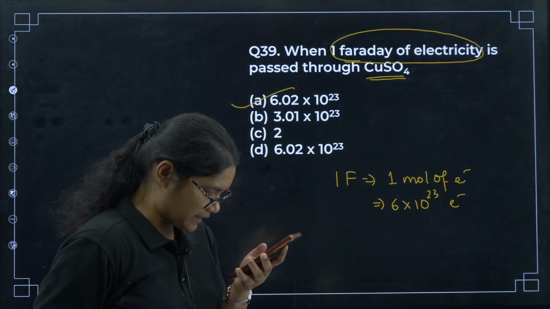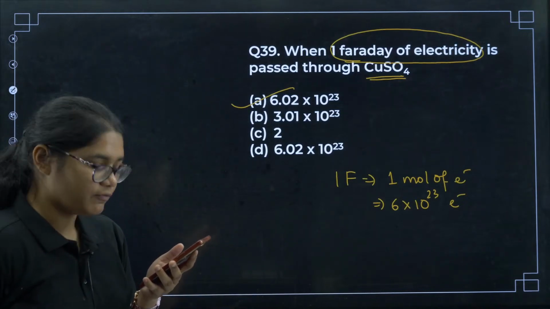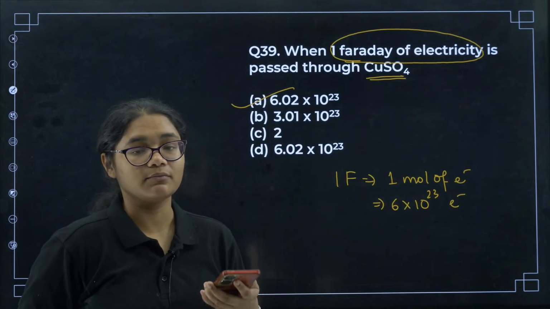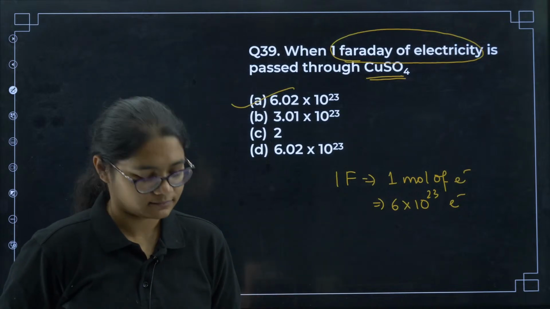Shagufta, Vijay and study hard, let me know, is it clear to you? 1 Faraday of electricity. 1 Faraday means 1 mole of electrons. 1 mole of electrons means Avogadro number of electrons, right?